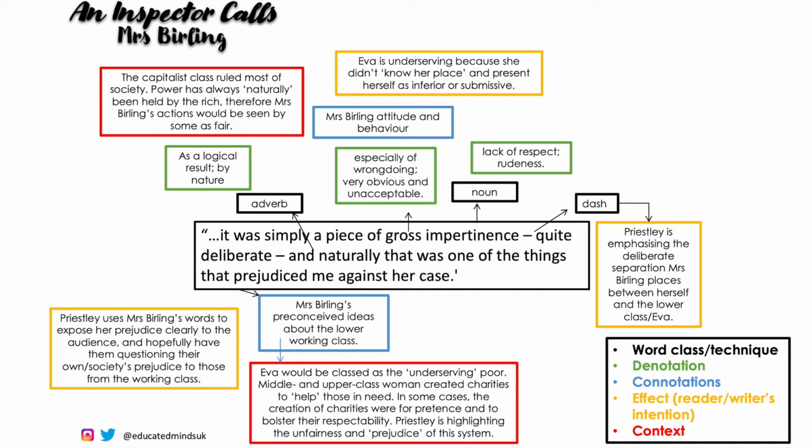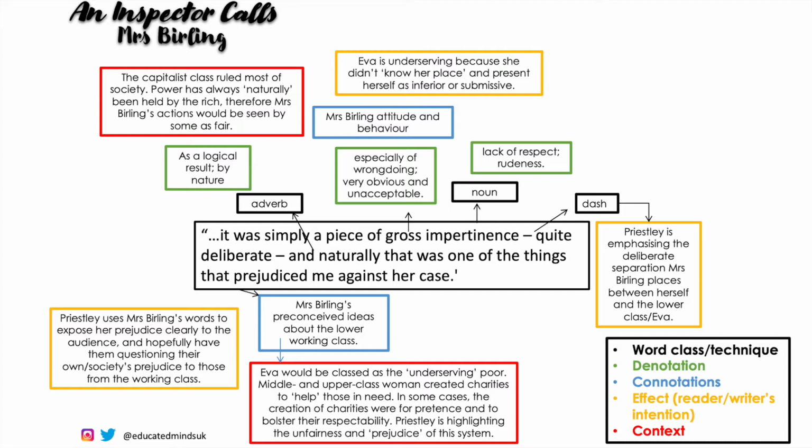So our final quote we're going to look at is: "It was simply a piece of gross impertinence, quite deliberate, and naturally that was one of the things that prejudiced me against her case." So, this is towards when the inspector is interrogating her and her reasons for why she refused to give her money from the charity to help her in her situation, which was her being pregnant and alone.